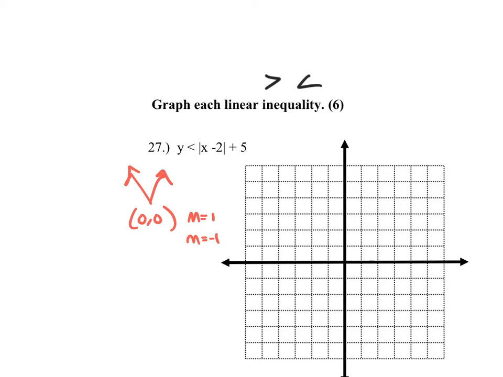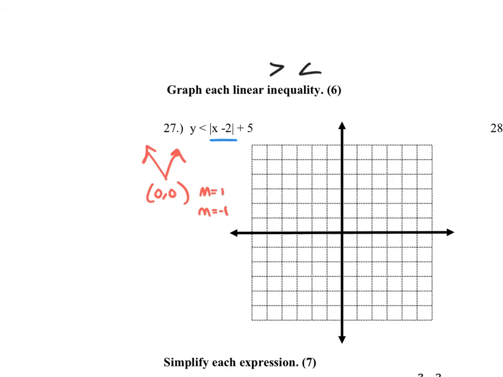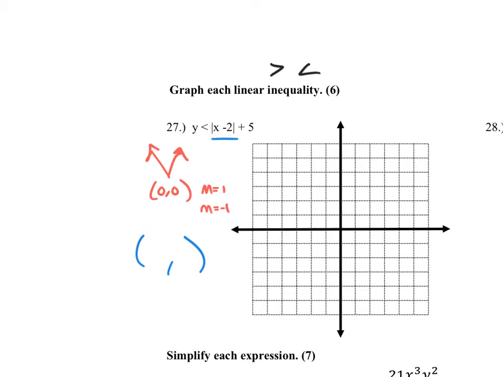But what we learned is that this number impacts the x location of the vertex of the V, and then it was actually the opposite of what you'd expect. So we're now going to start our V at 2, comma, and then this number on the outside impacted our y coordinate. So this V is actually going to start at 2, 5. So it'll go up 1 and over 1 in both directions. But since there's no line under my inequality, it's going to be a dotted line. So this V shape would look like this.